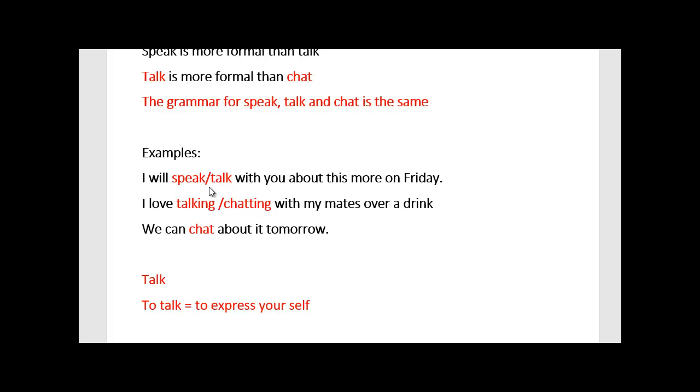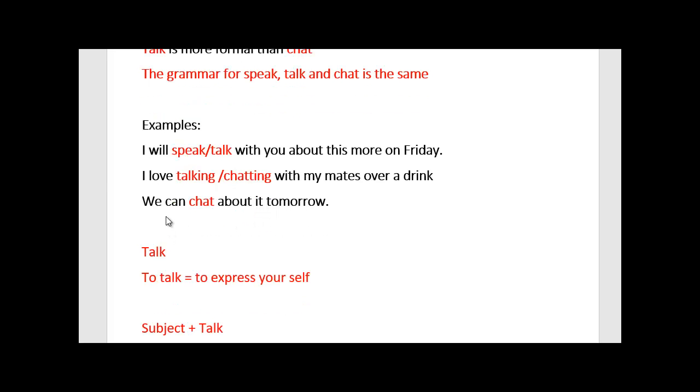I will speak or talk with you about this more on Friday, okay? I'll talk to you, or I'll talk with you about this more on Friday. I love talking or chatting with my mates over a drink, okay? You can say talking or chat. I love chatting. Chatting is much more informal, okay? We can chat about it tomorrow. We can talk about it tomorrow. We can chat about it tomorrow.